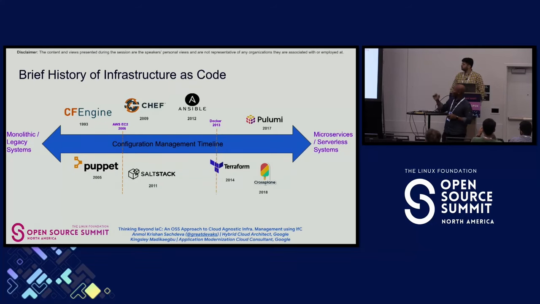Chef pioneered another tool that was mind-blowing, added a lot of cool features, and made it a lot simpler for people to use. So did Puppet. And in 2006, a new service got introduced, EC2, by AWS.